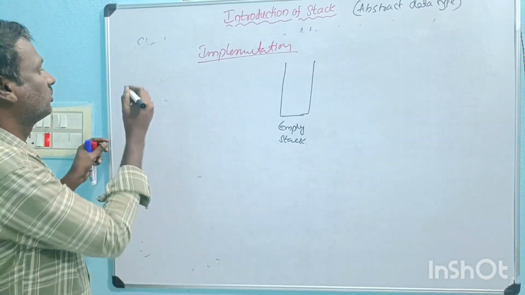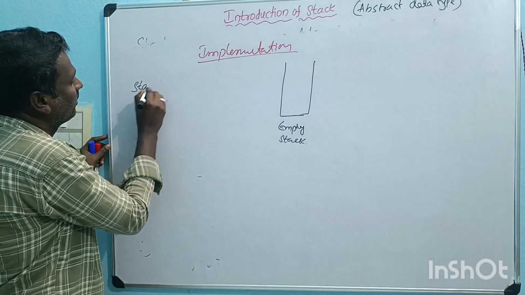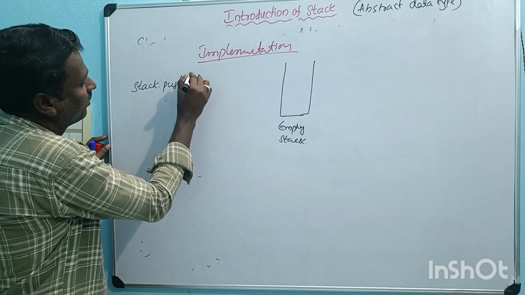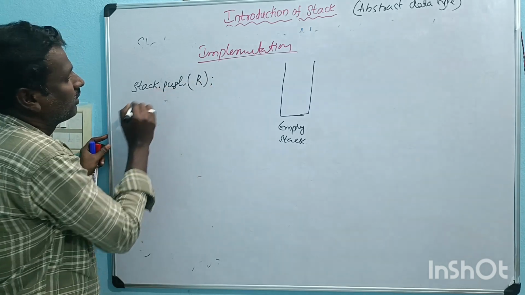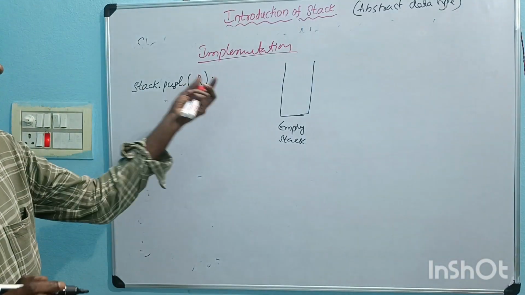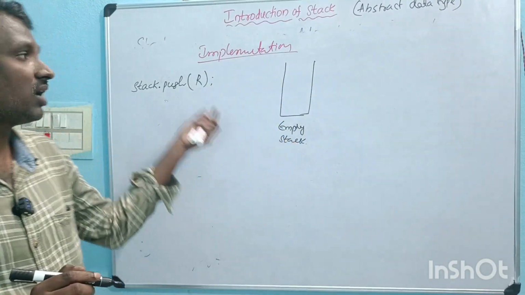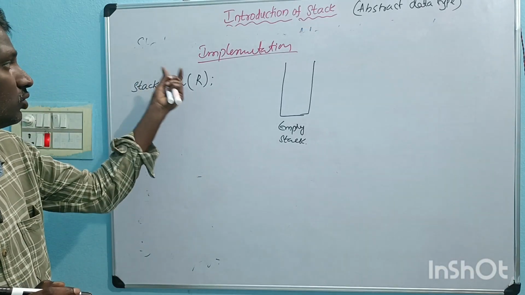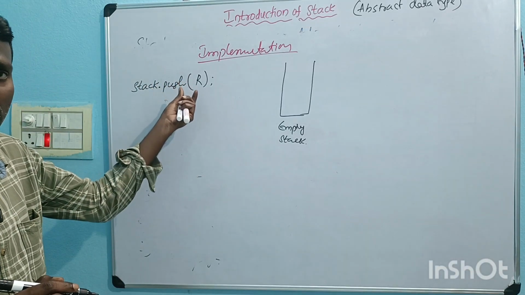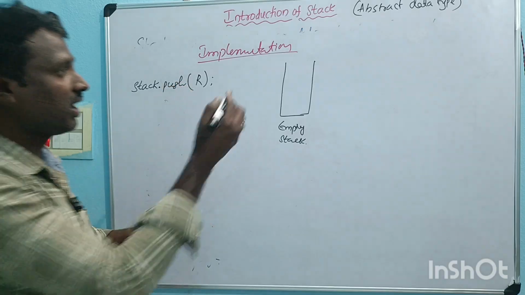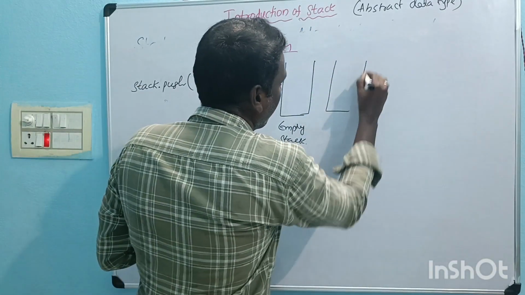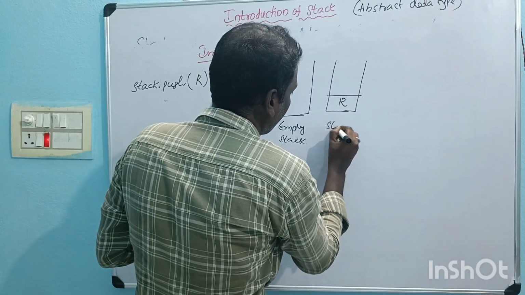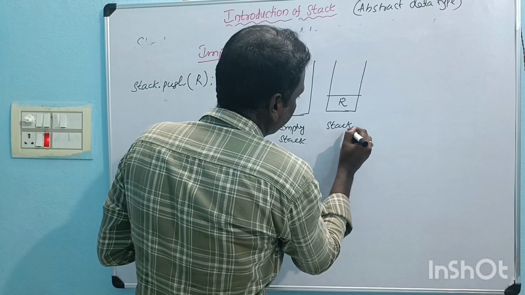First operation, push. Now the stack is empty, stack dot push. This is the basics. I am starting the implementation one element at a time in my stack. I push one element, that element is R. Now the stack is updated. R will be inserted into my stack.